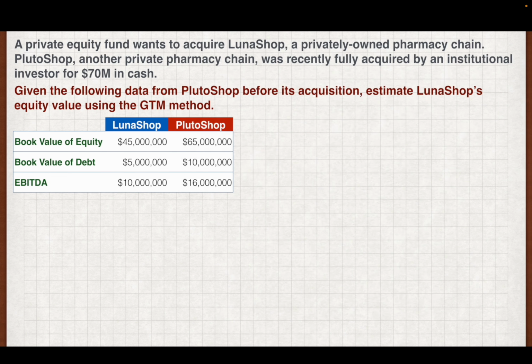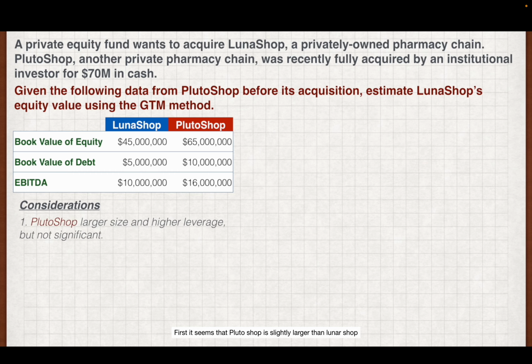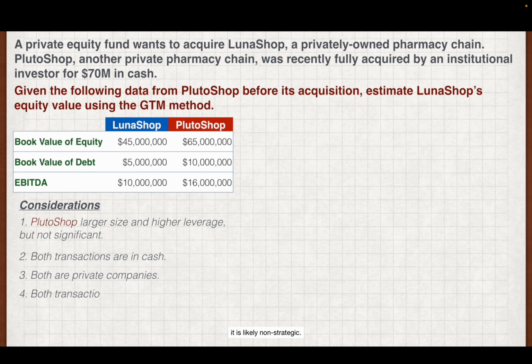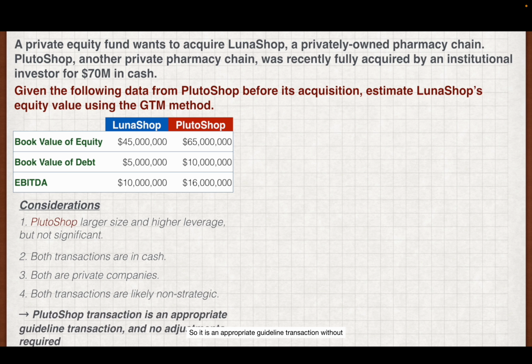And we're back. First, let's make some considerations as to whether the PlutoShop transaction is comparable and if any adjustment is needed. First, it seems that PlutoShop is slightly larger than LunarShop, and the proportion of leverage is higher too. However, they're not significantly different, so no size or risk adjustment is warranted. We're told PlutoShop was acquired for cash, and that it was also privately owned before acquisition. It was acquired by an institutional investor, so it is likely non-strategic. As such, the transaction is very much similar to LunarShop, so it is an appropriate guideline transaction without any required adjustment.